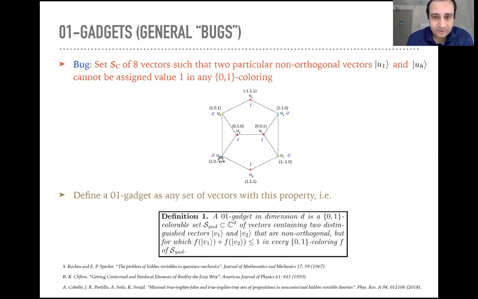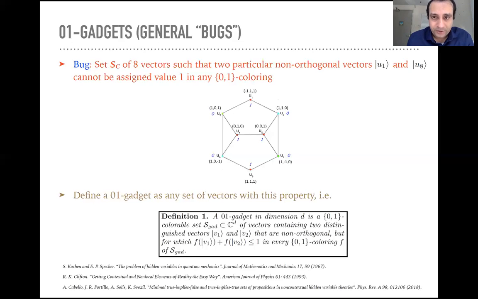And then the rule that in every maximum clique we must have a 1 states that u4 must be assigned the value 1. And similarly, u5 must be assigned the value 1. And this in turn contradicts the fact that we are assigning values 1 to two vertices that are adjacent, or alternatively to two vectors that are orthogonal.